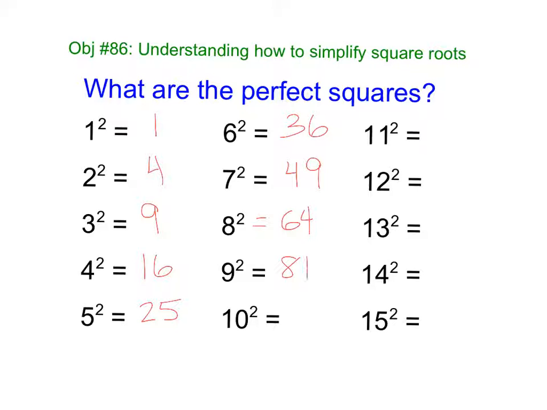64, 81, 100, 121, 144, 169, 196, and 225. So these are all the perfect squares. They're called perfect squares because we know the actual square root of them.